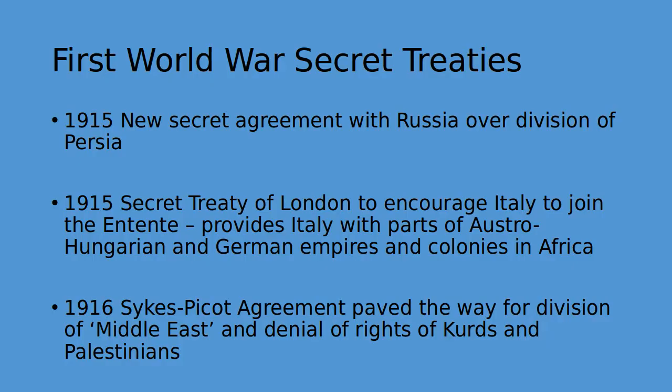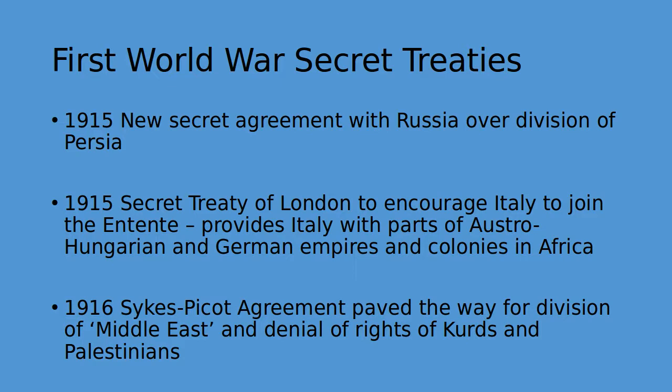So this contention and these secret treaties continued throughout the war. It's not just something that preceded the war, they continued throughout the war as well. So in 1915, a new agreement with Russia over the division of Persia. In 1915, the secret Treaty of London with Italy.